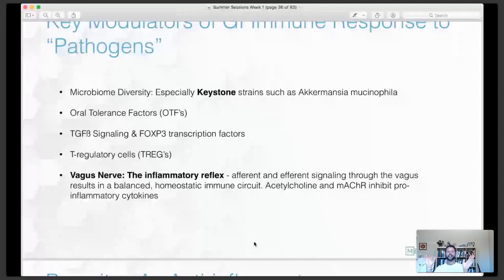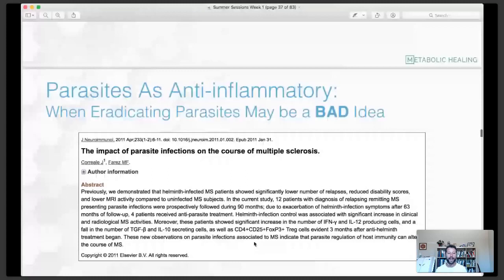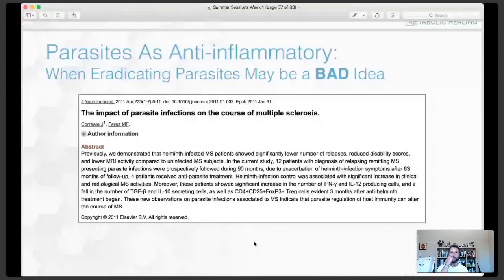This is a fascinating study. When eradicating parasites may be a bad idea. If you've not read the book, The Dirt Cure, read about what happened when they went to Africa, treated the kids with antiparasitics, and the kids all developed eczema, psoriasis, and asthma as a result. How is that possible? Maybe the parasites were doing something beneficial to the immune system. Well, it turns out that parasites are powerful Th2 promoters. They're anti-inflammatory, and this is a case of multiple sclerosis, a Th1 dominant autoimmune disease.